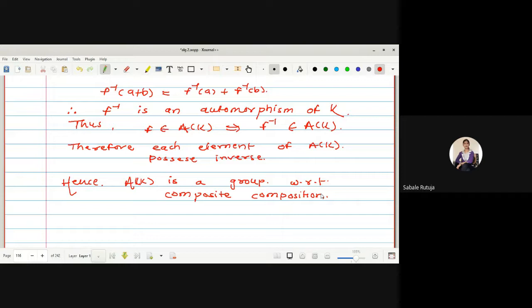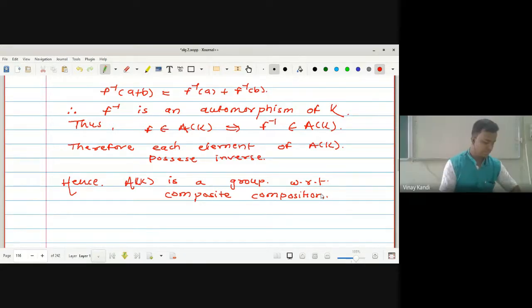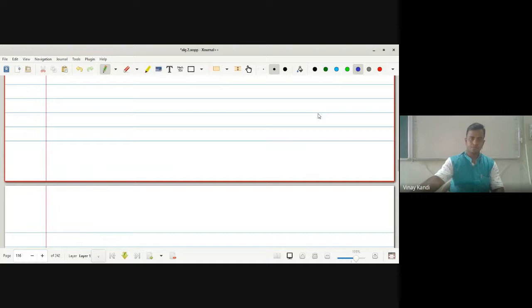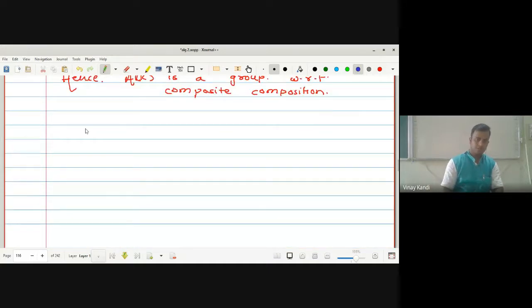Now, the definition of fixed field. What is the fixed field? The next definition is fixed field. Look at here. Fixed field. Okay. Let. Pay attention, it is a bit complicated. Rather than complicated, if you pay attention you will understand it properly.